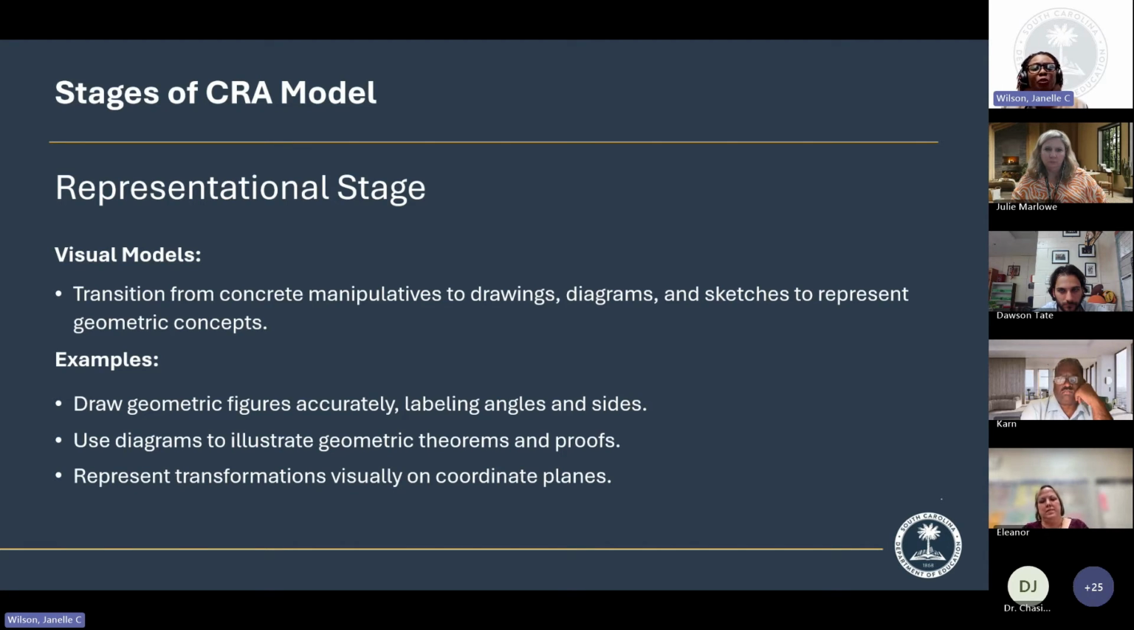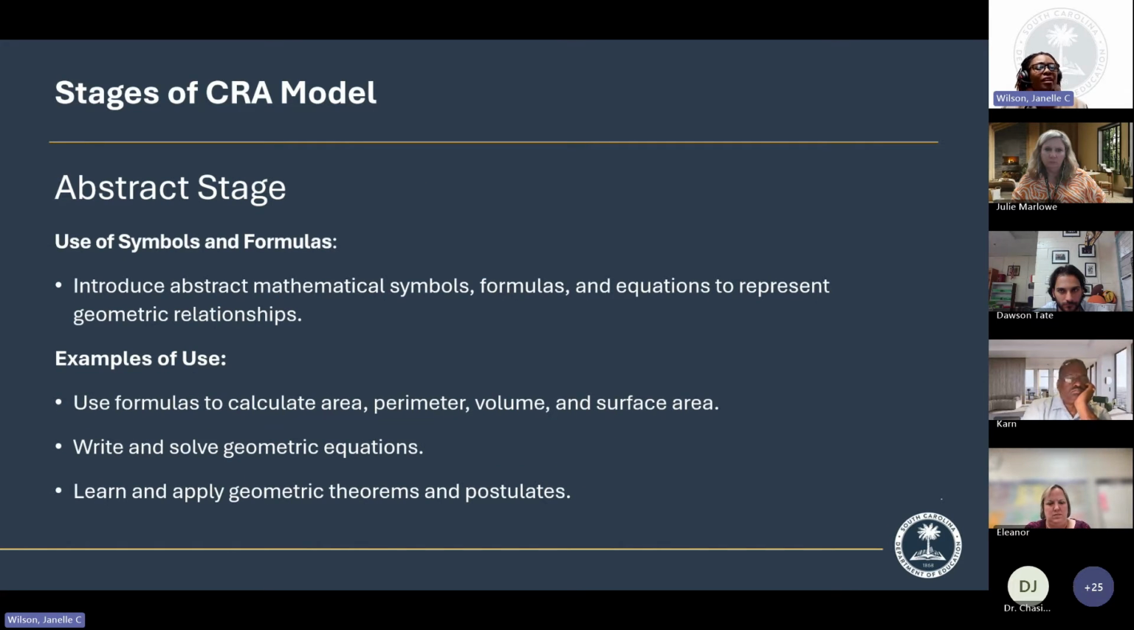All right, now as you move out of representational, we move into abstract. So what would the abstract stage look like for students in your classroom? They'll be trying to put everything together to solve the problem. Yes, they're going to be combining everything they've learned. And this is when you introduce your abstract mathematical symbols, formulas, and equations to represent your geometric relationships.